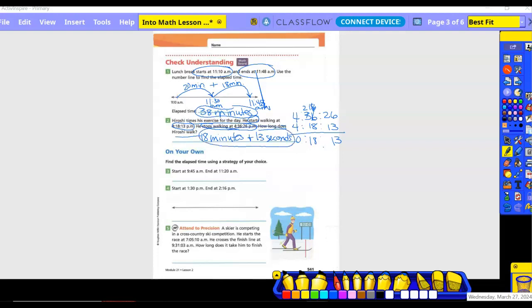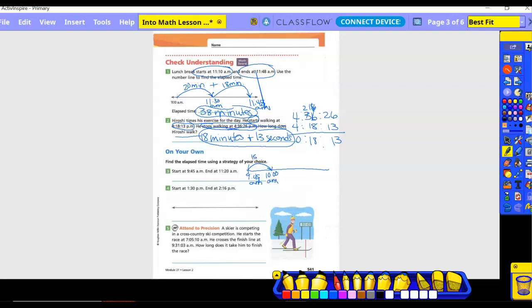On your own, find the elapsed time using a strategy of your choice. So our start time was 9:45. The end time was 11:20 a.m. So should we do a number line? Yes. Okay. So I start at 9:45 a.m. How much is it to get to the next hour? So what is my next hour? Is it 10 a.m.? Yes. So how long is it to get from 9:45 to 10 a.m.?